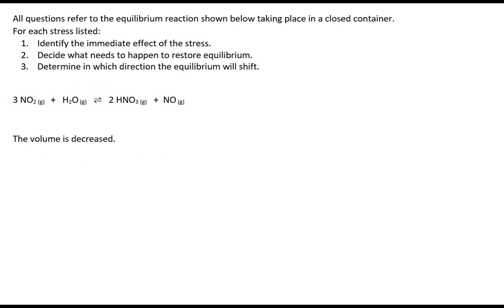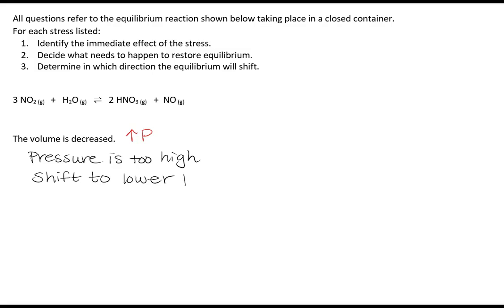In this example, the volume is decreased. So we're going to go through that same logic, that same approach. The volume is decreased, so we want to know what is the immediate effect on the pressure. If the volume is decreased, then the pressure increases as a result of that change. So if the pressure increases, then it is momentarily too high. And if the pressure is too high, the equilibrium will need to shift in such a way to lower the pressure. So we do the same thing that we did last time.